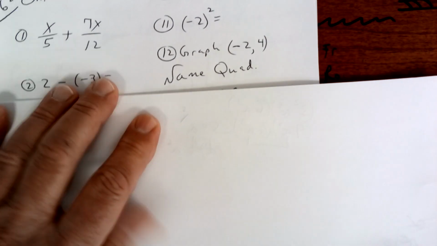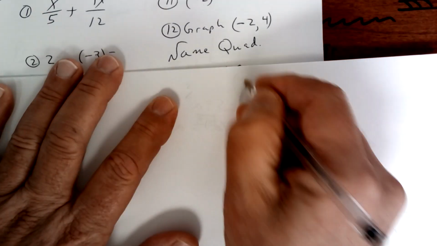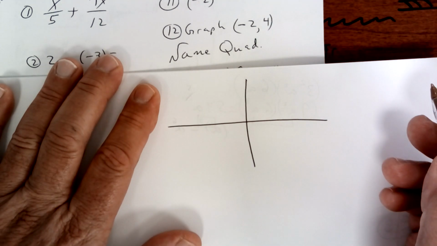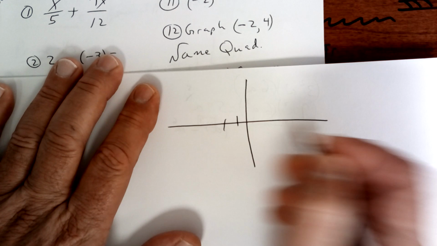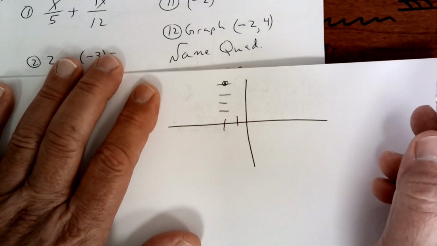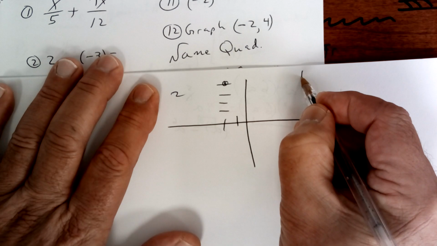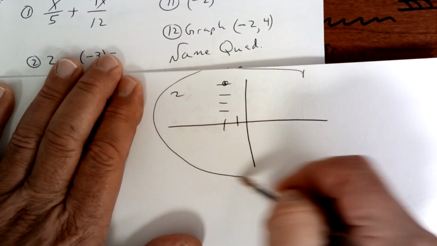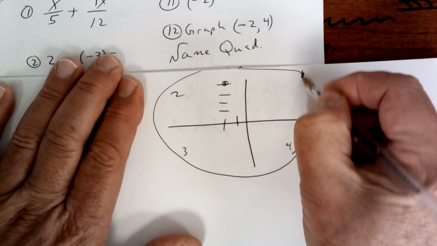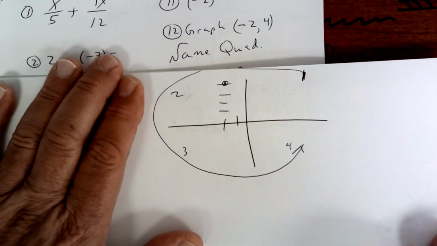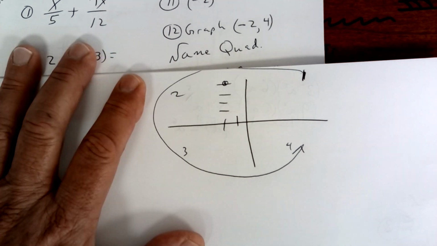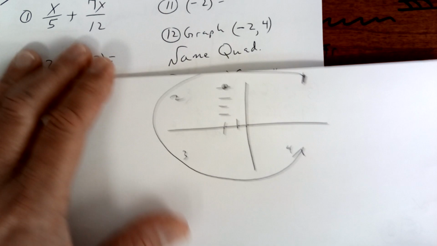Now, I would like to think that everybody can graph, but realistically, I'm not going to say that. So I'm going to go -2 and then up 4 right here. And that's quadrant 2. 1 goes backwards. 1, 2, 3, 4. Any questions about the quadrants? All right, let's keep moving. Or how to graph. Okay, I'd rather you ask me now.